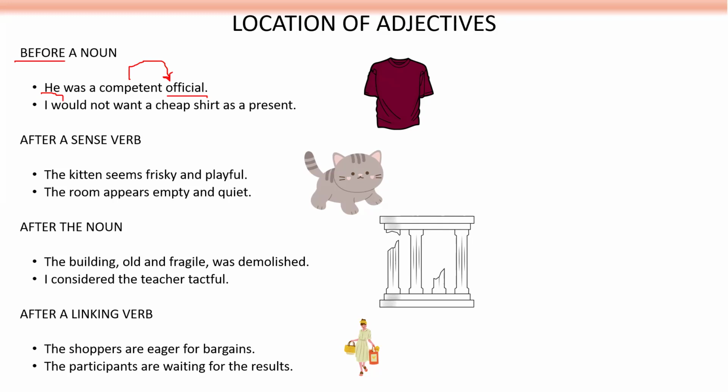Example number 2. I would not want a cheap shirt as a present. We know this is the subject, it's a noun. Shirt is a noun, present is a noun. But the word cheap is the adjective which describes which noun? Shirt. Okay?